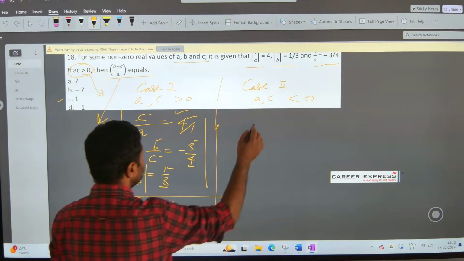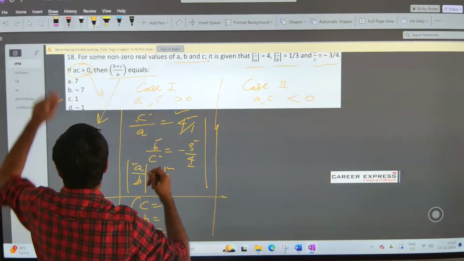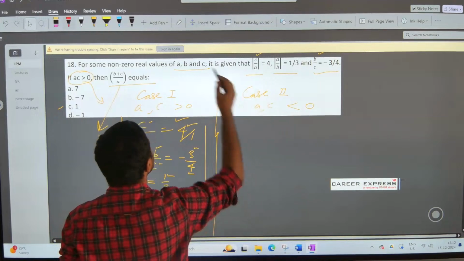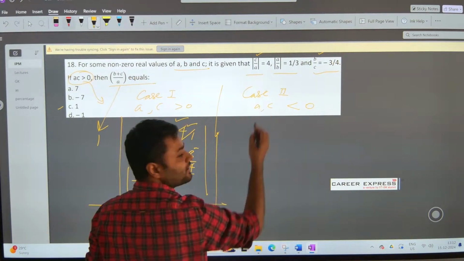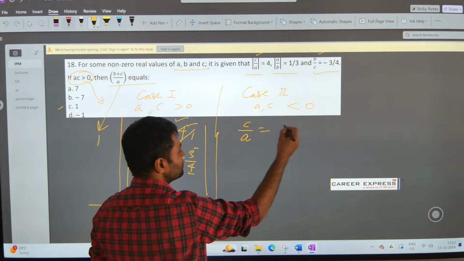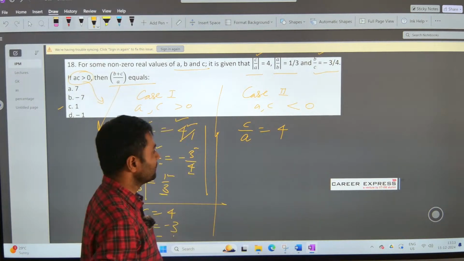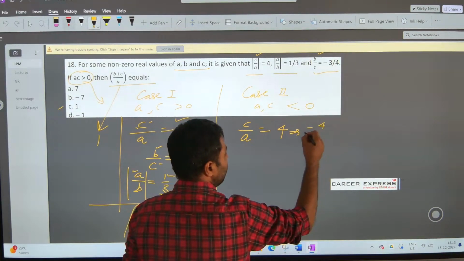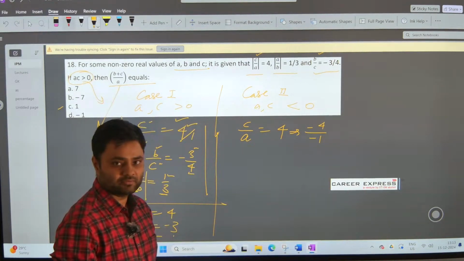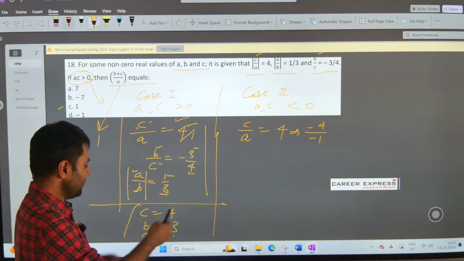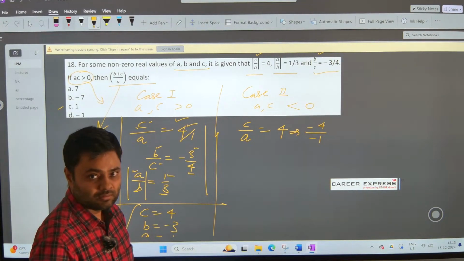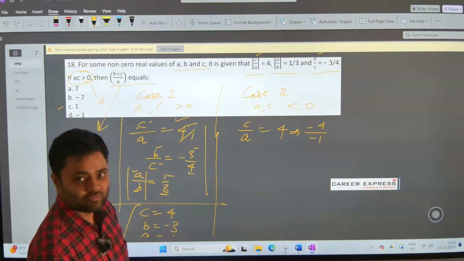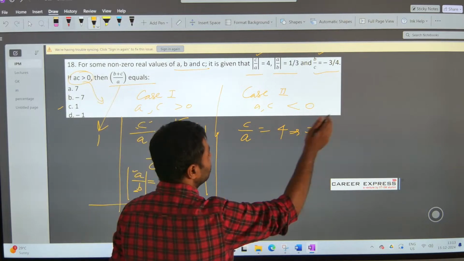In case 2 we have A and C both negative and B positive. But the values are the same. If A and C are both negative, then C by A will still be positive. So C by A is 4. I can say C by A can be minus 4 upon minus 1, because A and C are both negative. We already know that C, A and B will have these three numeral values irrespective of their sign. So their numeral values are going to be 4, 1 and 3. So C by A can be written like this.